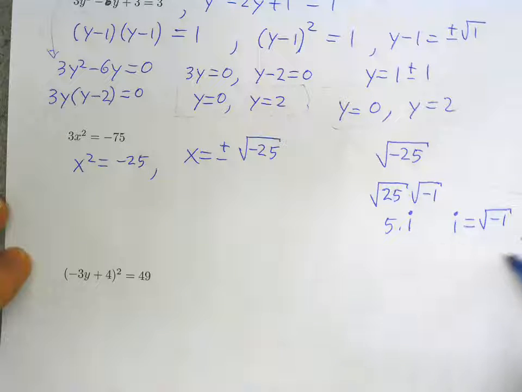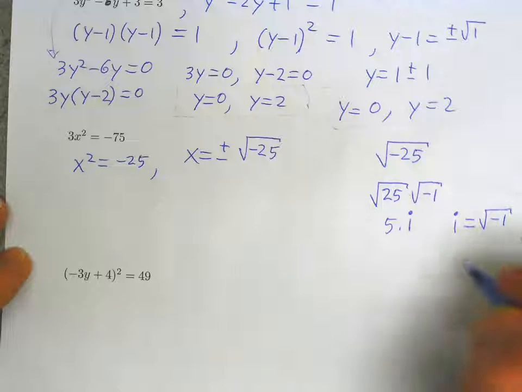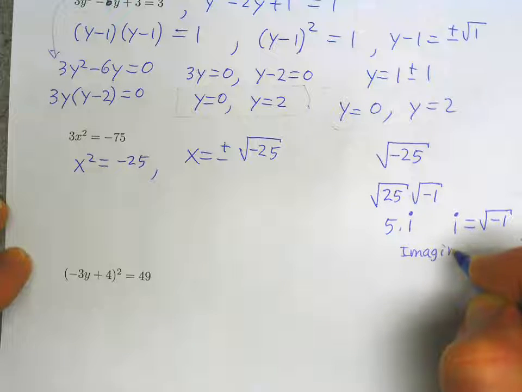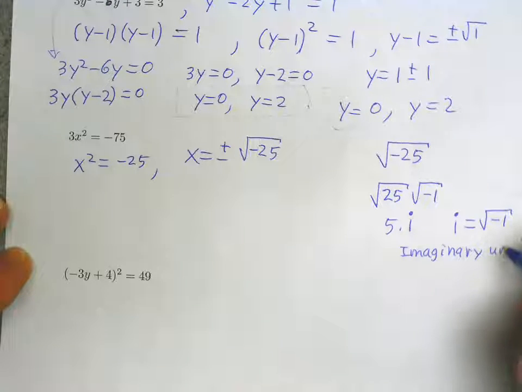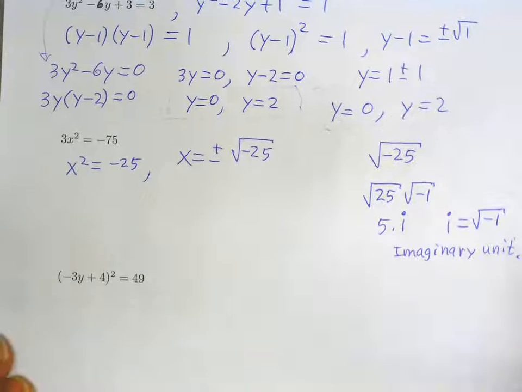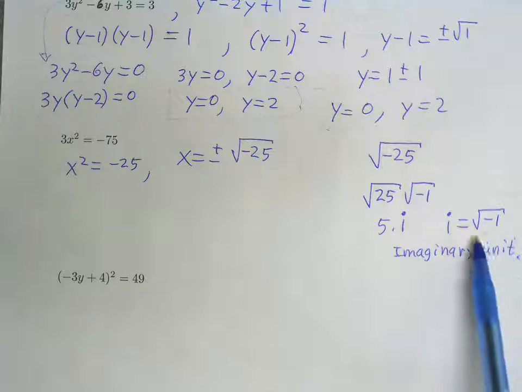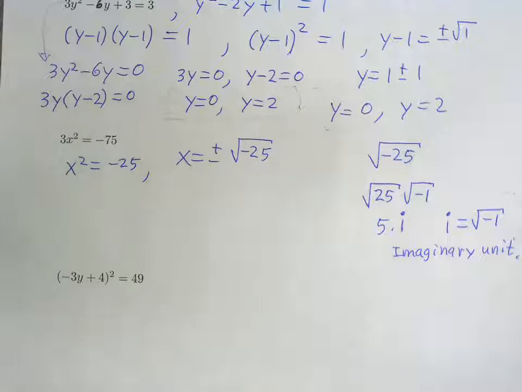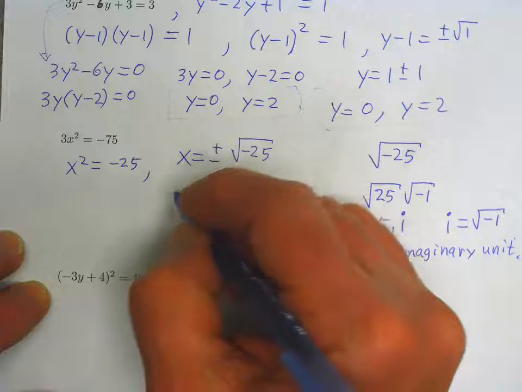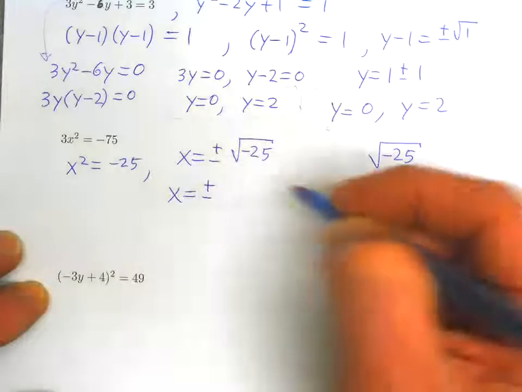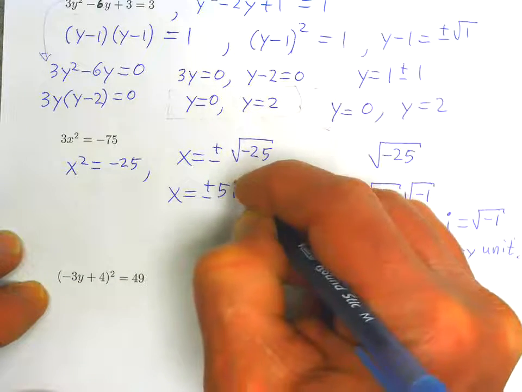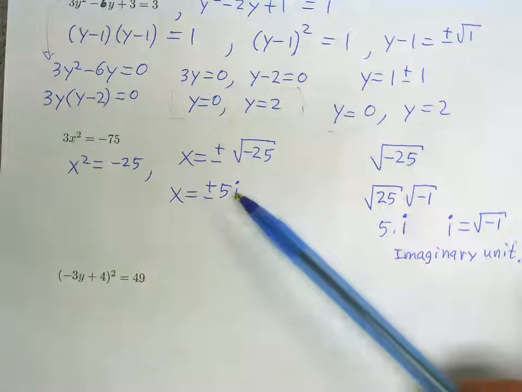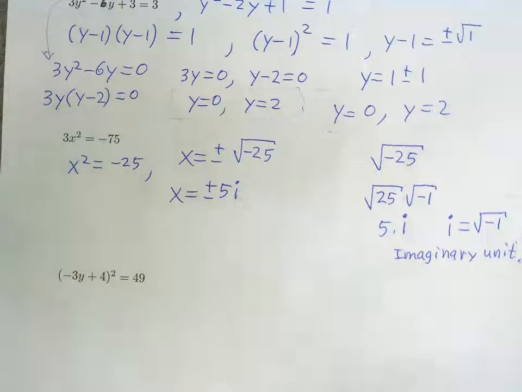The letter i probably was used to represent the imaginary unit. So it's probably done for convenience. Instead of writing the square root of negative 1 every time, we just use i in its place. Okay, so our two solutions then are x equals positive and negative 5 times i. The two solutions are non-real complex numbers.